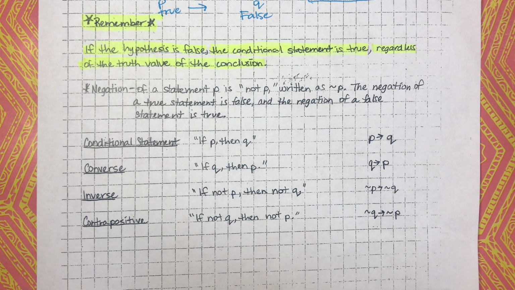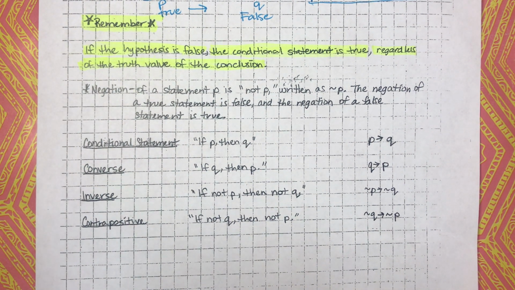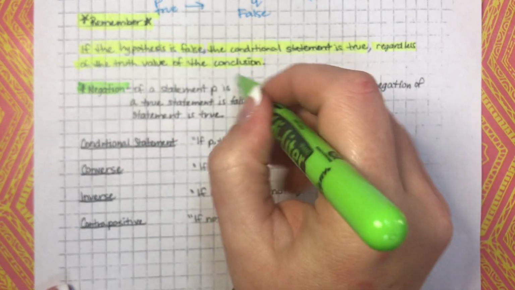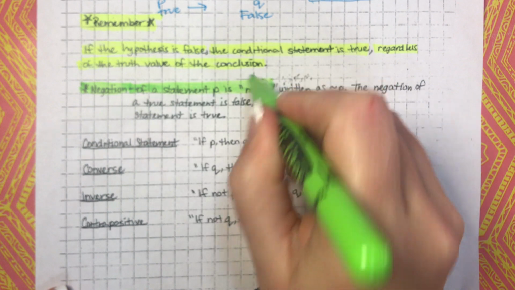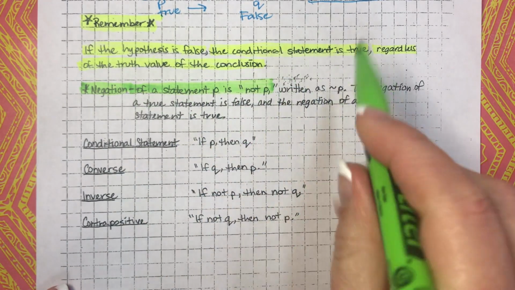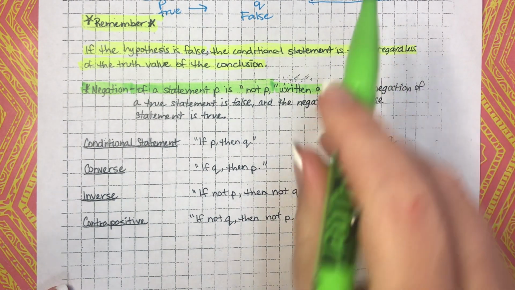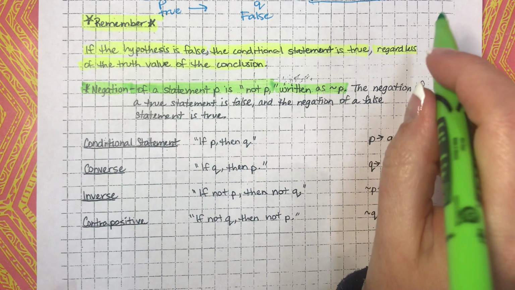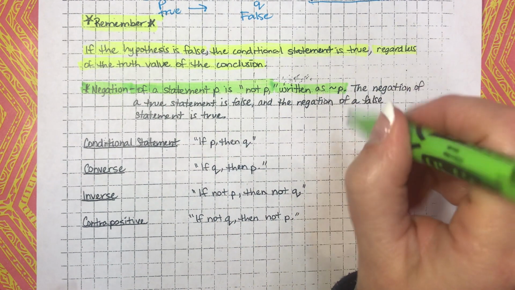All right. Negation. The negation of a statement P is not P. That's what negation means. It's written with these symbols, that little wavy thing, then P. The negation of a true statement is false, and the negation of a false statement is true.